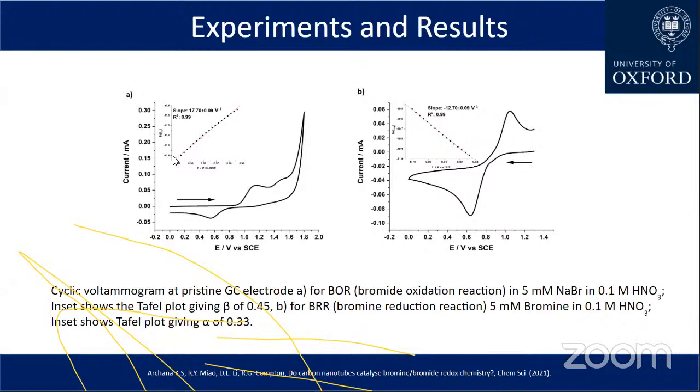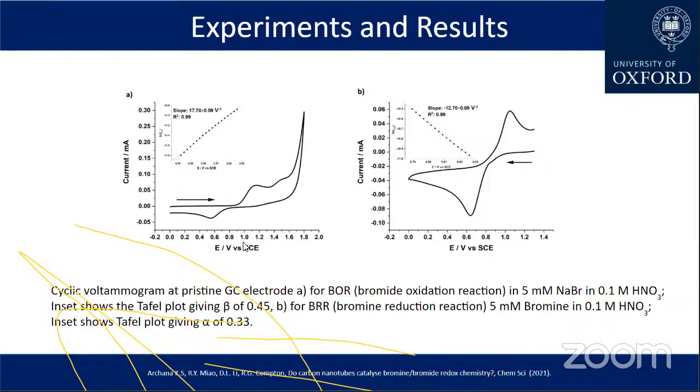And then we have the Tafel analysis plot given in the inset, and thus we calculate the transfer coefficients beta and alpha. So beta is 0.45, and alpha, the transfer coefficient for a reduction reaction, is 0.33. This value suggests that one single electron is transferred at one particular time. And as I discussed earlier, the bromine-bromide reaction involves two electrons. So we have multiple electron transfers occurring in this reaction at the glassy carbon electrode.